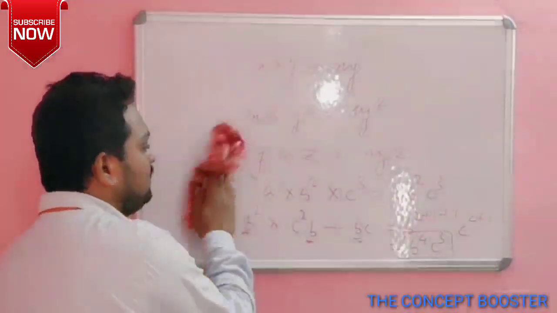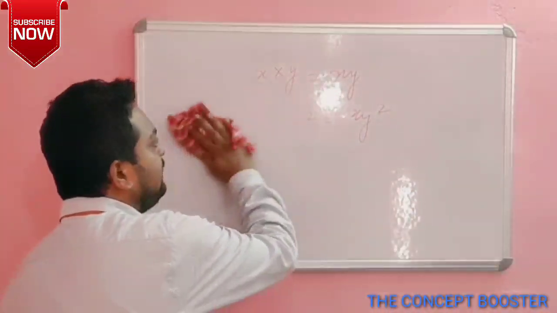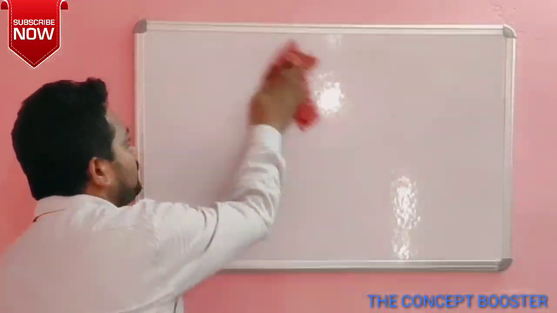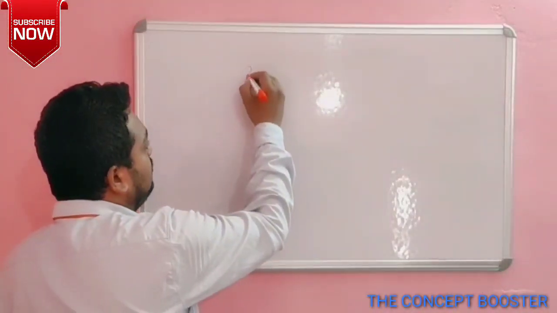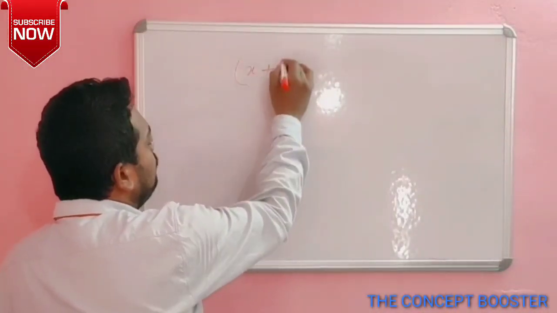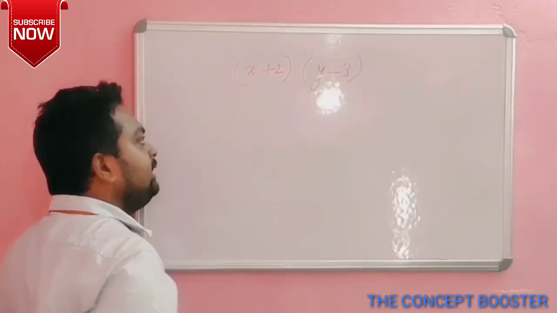And now this is single term multiplication. What about multiplication of different terms? For multiplication of different terms, like if it is x plus 2 multiplied with y minus 3, what will you do?